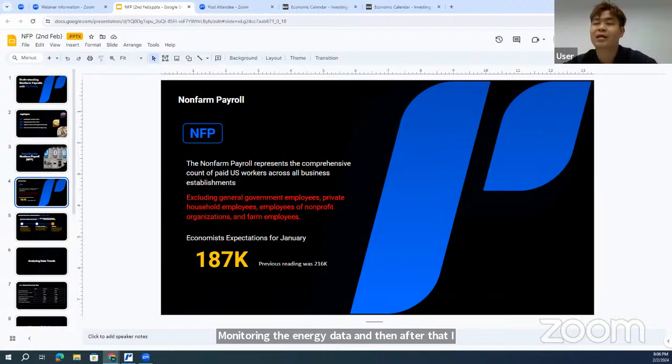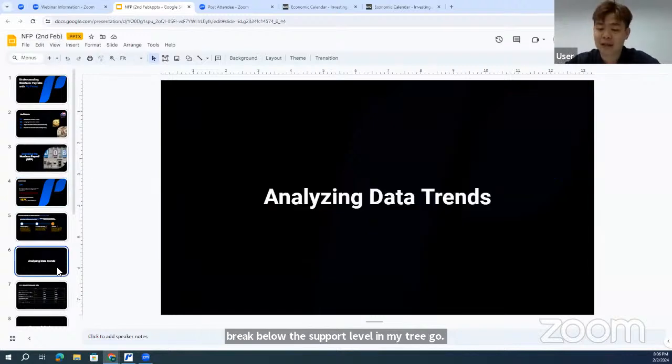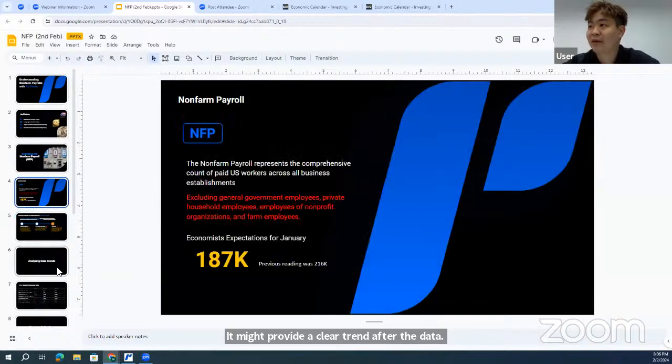Normally after the data release, certain movement will happen. If the gold market successfully breaks above the resistance level or below the support level, it might provide a clearer trend after the data release. So this is a brief explanation.